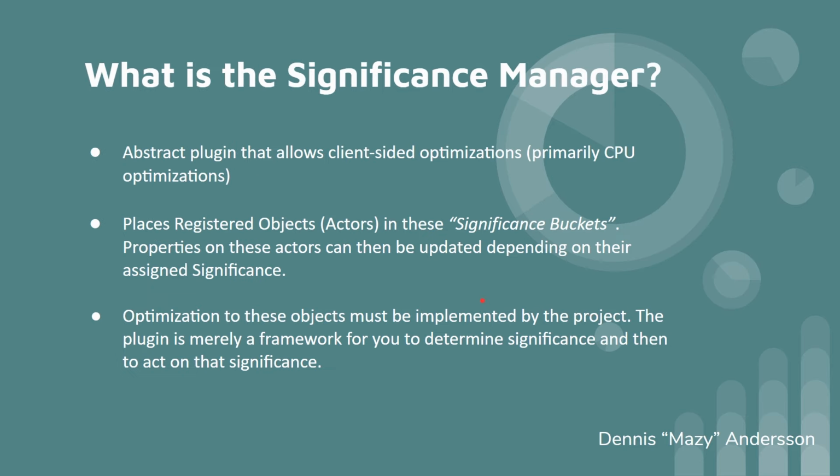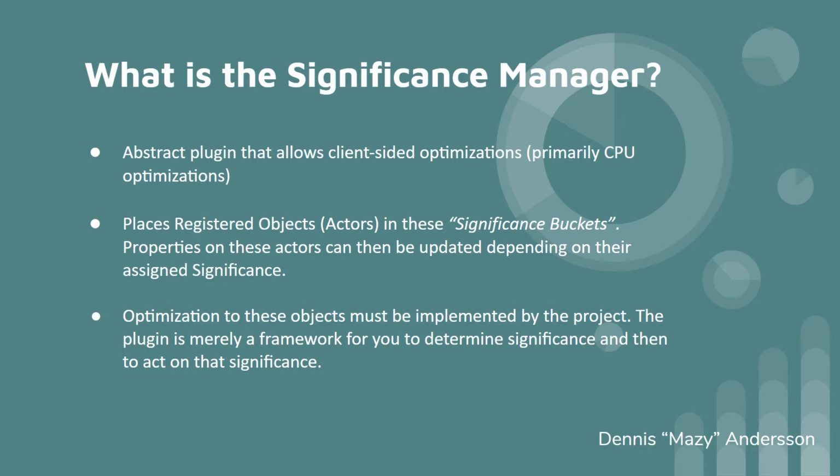Alright, so what is the Significance Manager? It's a very abstract plugin that allows client-sided optimization. It really is just a framework where you can register certain types of objects in these significance buckets. An object that's registered in the manager has this significance value. Based on the significance value, you can then specify certain things that you can do to that actor. For instance, reduce tick rate, disable smoothing, or anything that you can come up with that will optimize your game, such as also disabling cosmetic events and stuff like that.